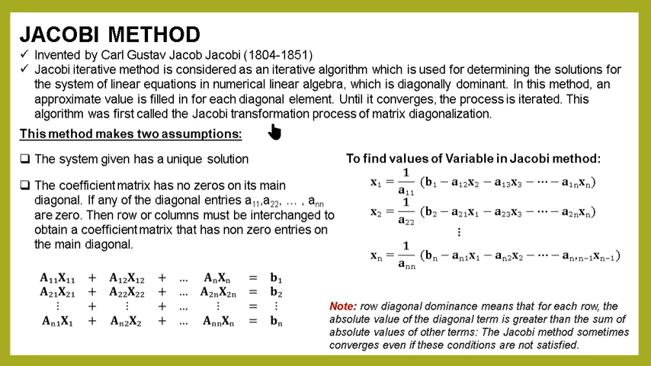The Jacobi iterative method is considered an iterative algorithm used for determining the solution for a system of linear equations in numerical linear algebra, which is diagonally dominant. Diagonal dominance means that for each row, the absolute value of the diagonal term is greater than the sum of the absolute values of the other terms. The Jacobi method sometimes converges even if these conditions are not satisfied.